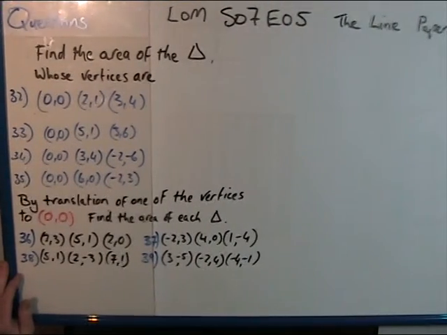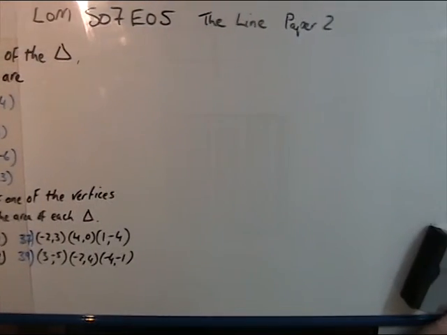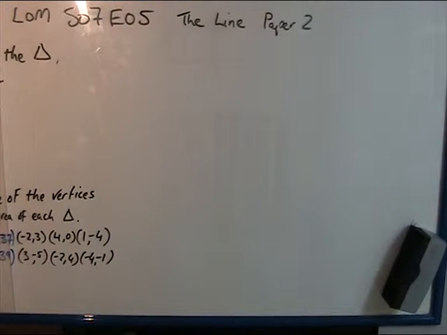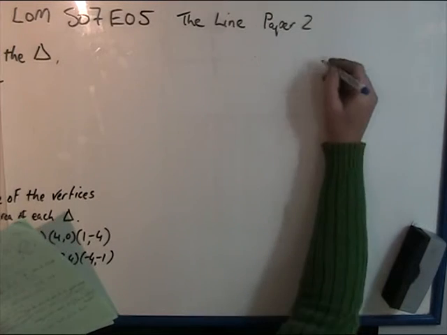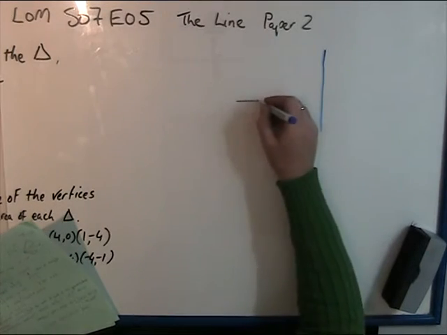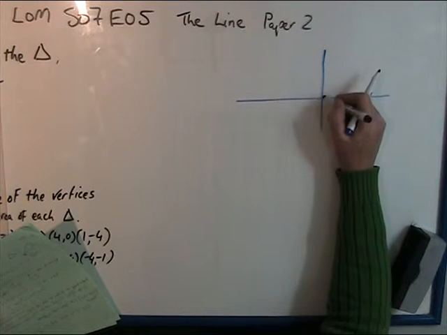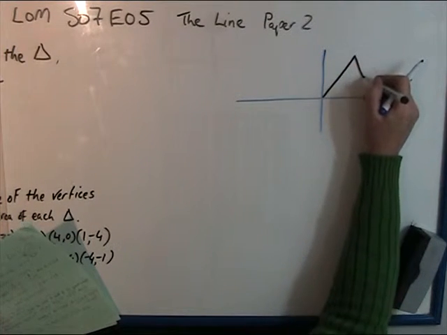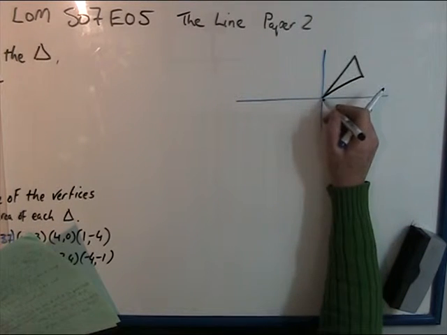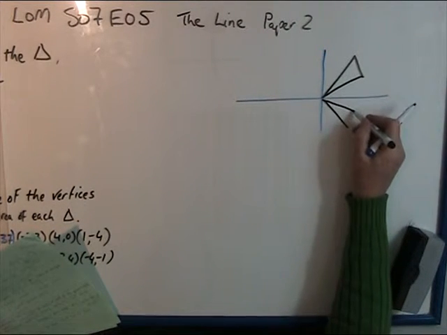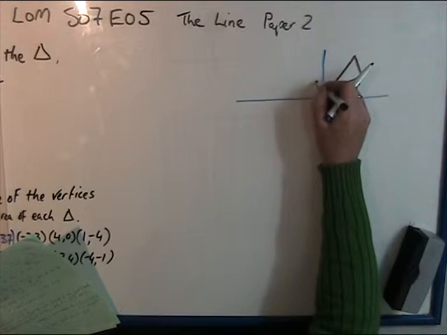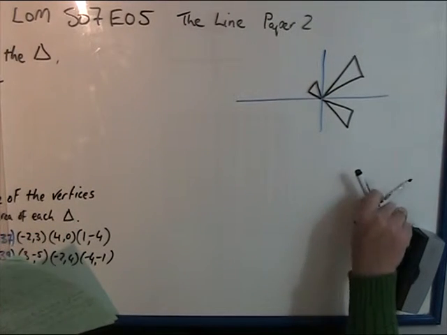Now I'm going to show you how to do some of these. So, to get the area of a triangle, I need to have one of the vertices at 0, 0. Now what does that mean? That means that it connects. So you might have a triangle like that. You might go out this way in some way. So it could be like this, but one of the vertices is 0, 0.